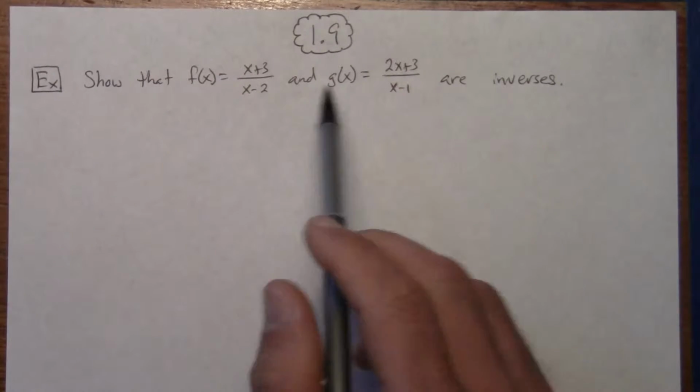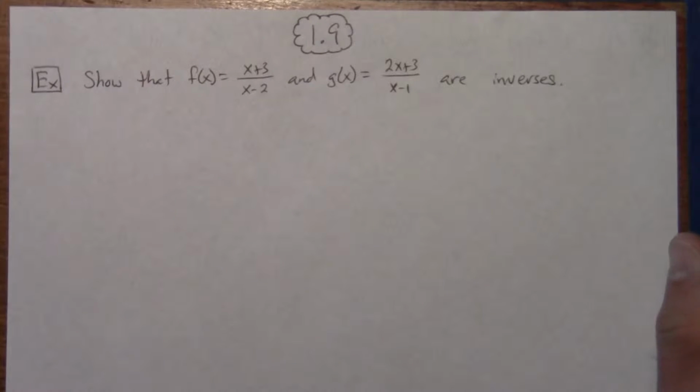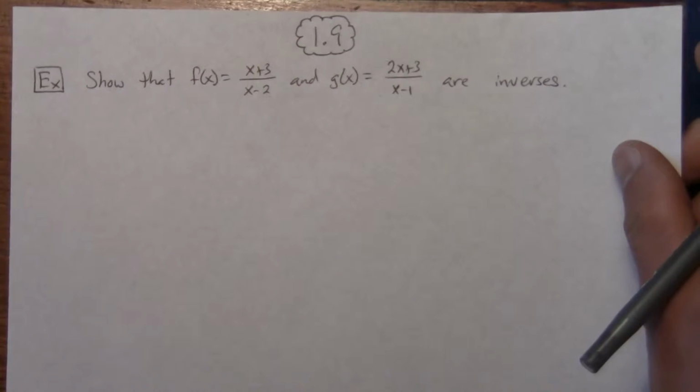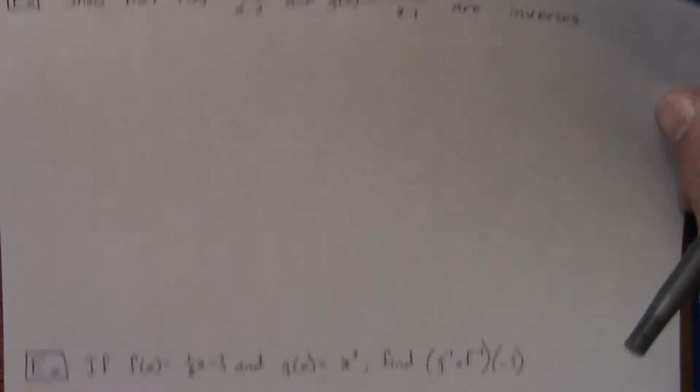This one's just going to ask to show that they're inverses. So they're telling you that they are inverses. They just want you to show it. And like I said, I'll run through that one. It'll help you with 3 or 4 problems in your homework if you're having trouble with it.